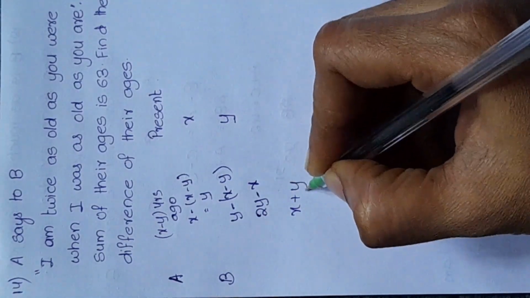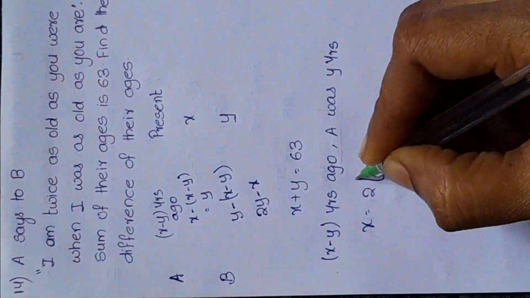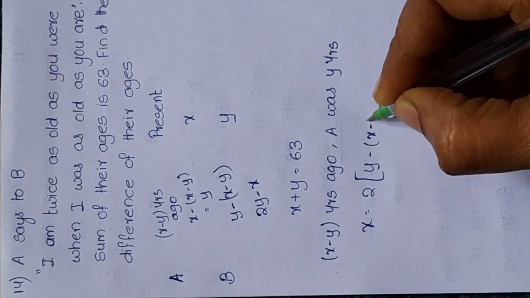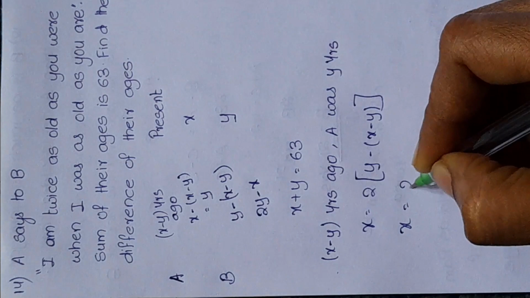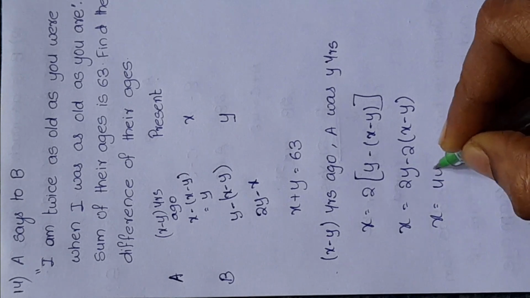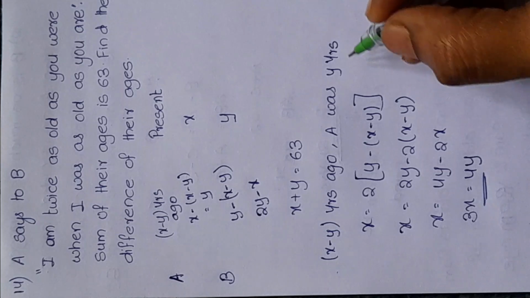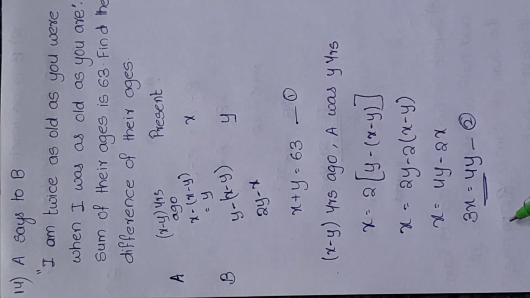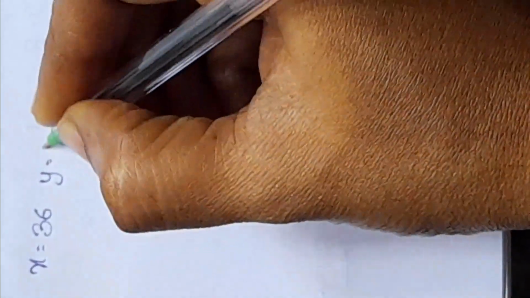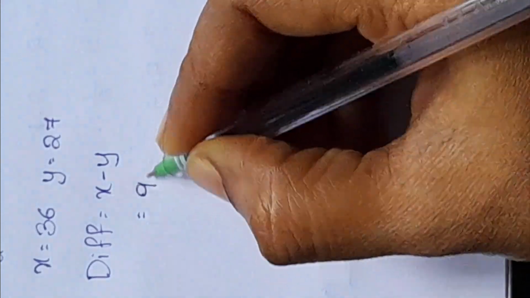In the question it is given that X plus Y is equal to 63. From this we can write X is equal to 2 into Y minus X minus Y. That is X is equal to 2Y minus 2 into X minus Y. X is equal to 4Y minus 2X. 3X is equal to 4Y. Now take this as first equation and take this as second equation. By solving first and second equation, we get X equal to 36 and Y is equal to 27. So the difference, that is X minus Y, 36 minus 27 is 9 years.